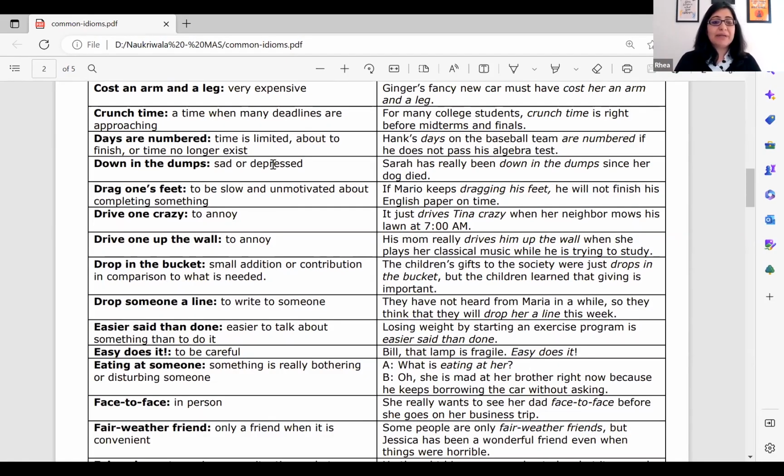Okay. Next up, down in the dumps, which means really sad, really depressed. Sarah has been really down in the dumps since her dog died. She was depressed. She was sad that her dog died.